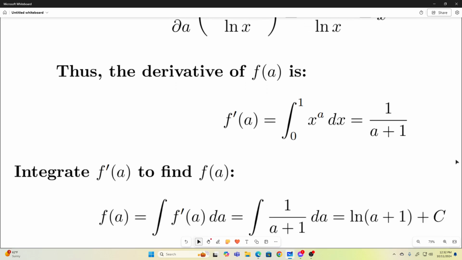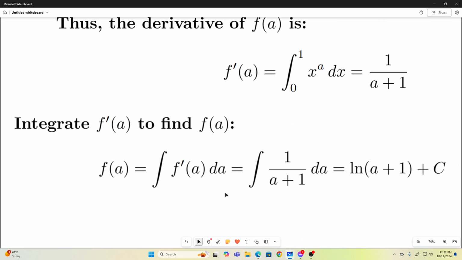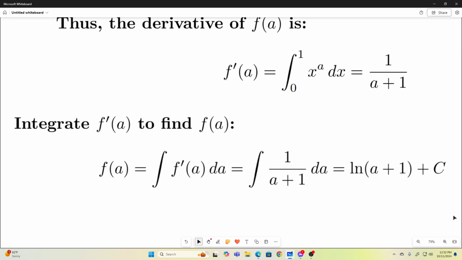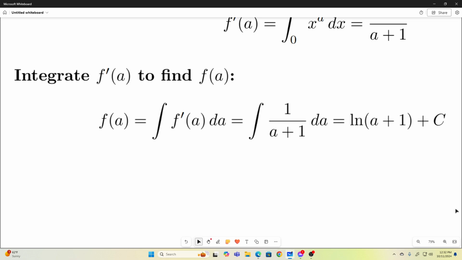All right, so now we're going to integrate f prime of a to get back to f of a. So doing that, we find that f of a is going to be equal to the natural log of a plus 1 plus our constant of integration. And we can solve for that constant of integration like this.